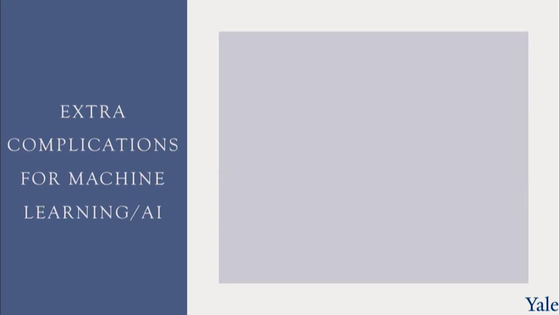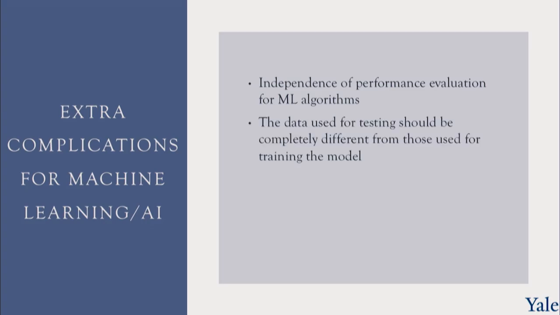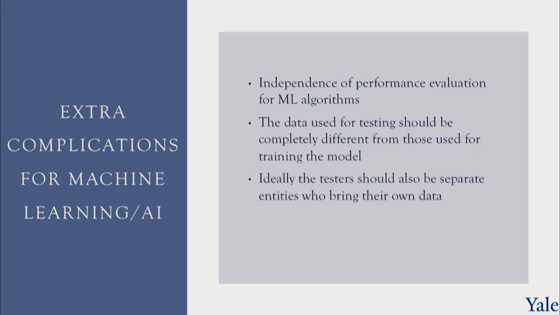Finally, we're going to talk a little bit about the issues to do with artificial intelligence and machine learning. There's some extra complications here. We have to have independence of performance validation for these algorithms. And what this means is that the data used for testing should ideally be completely different from that used for training a model. Ideally, the testers should also be separate entities, not the same people who created the model, and they should bring their own data.